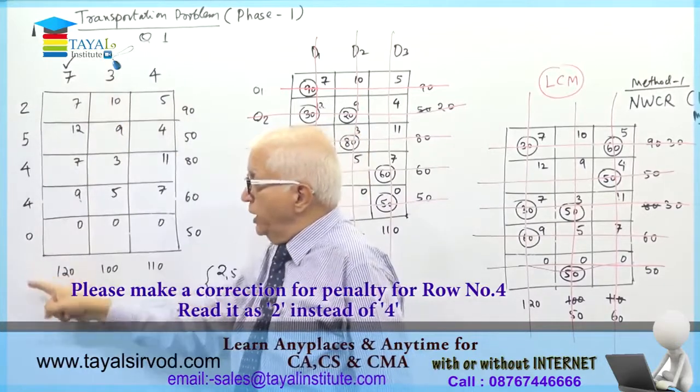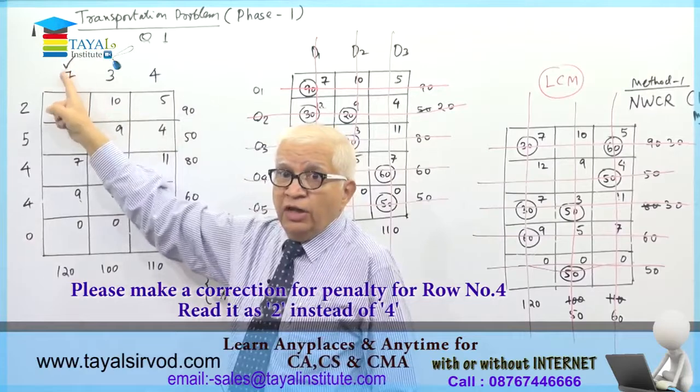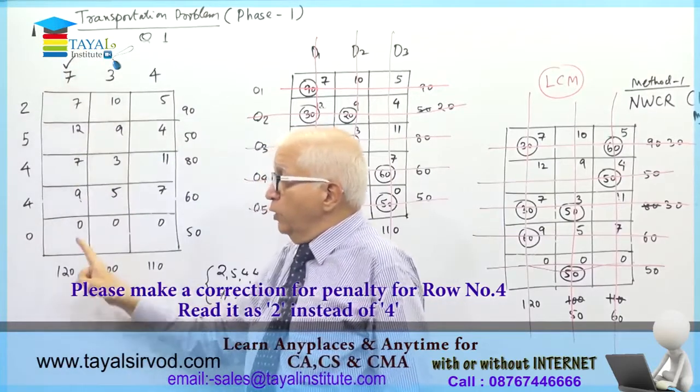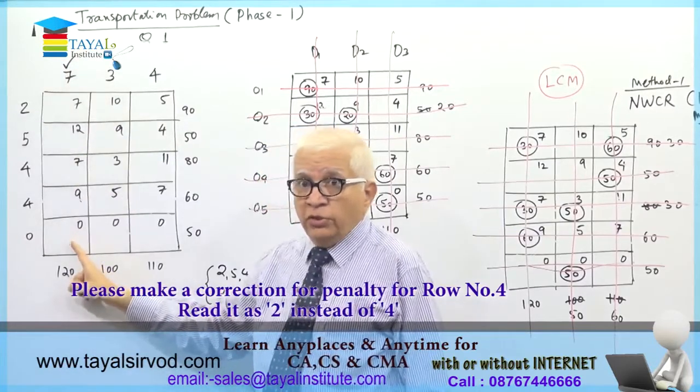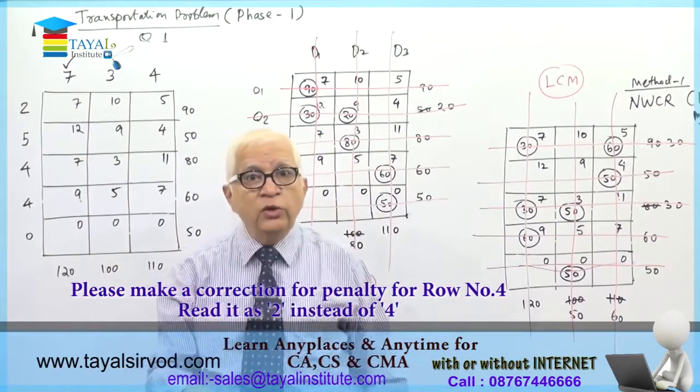First, choose the highest penalty out of all the row and column penalties. The highest penalty is 7. This is a column penalty. Therefore, look at the column. What is the lowest cost in the column? 0. This is the cell which I am targeting for making my first allocation.